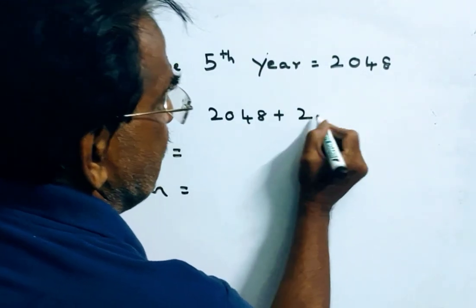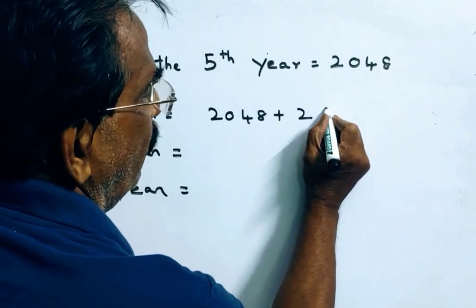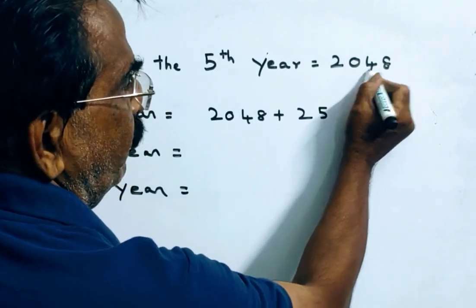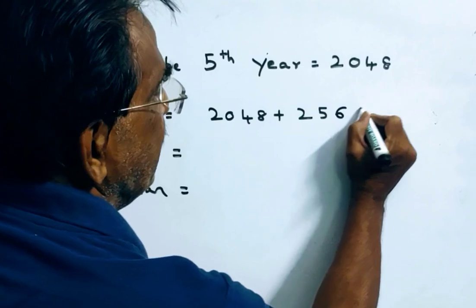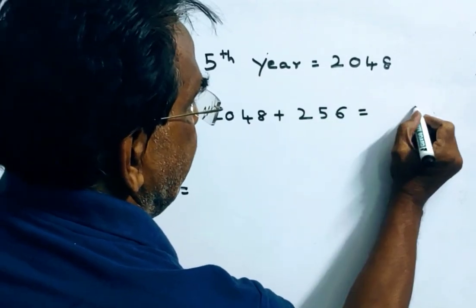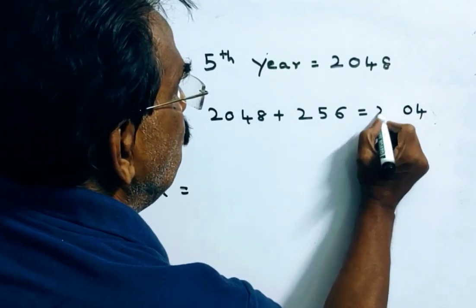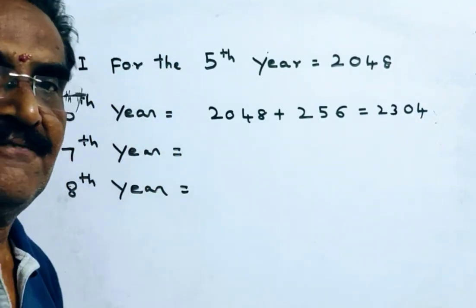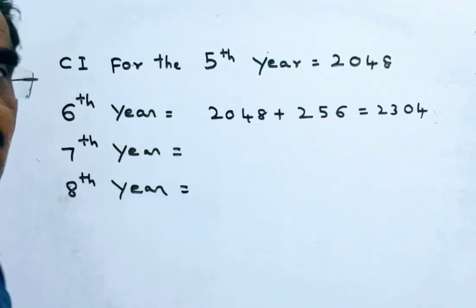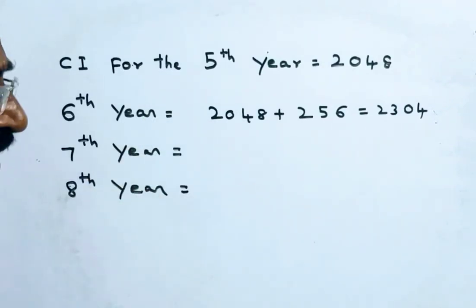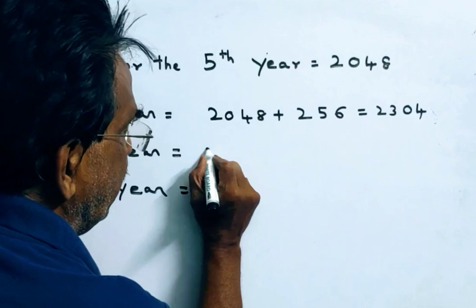Friends, 8 2s 16, 4 remains, 44, 8 5s 40, again 4 remains, 48, 8 6s 48. So 6 plus 8 is 14, 6 plus 4 is 10. So 2304. Friends, for this 6th year we get 2304. Friends, for the 7th year we get this 2304.